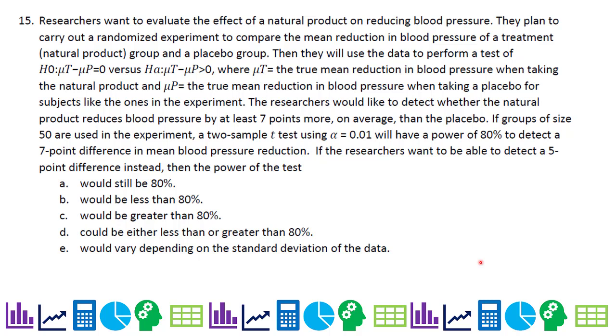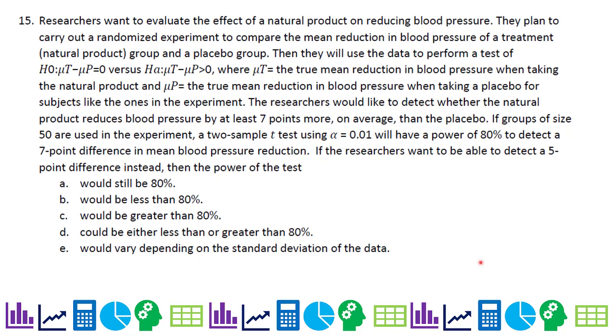The researchers would like to detect whether the natural product reduces blood pressure by at least 7 points more on average than the placebo. If groups of size 50 are used in the experiment, a 2-sample t-test using alpha equals 0.01 will have a power of 80% to detect a 7-point difference in mean blood pressure reduction.